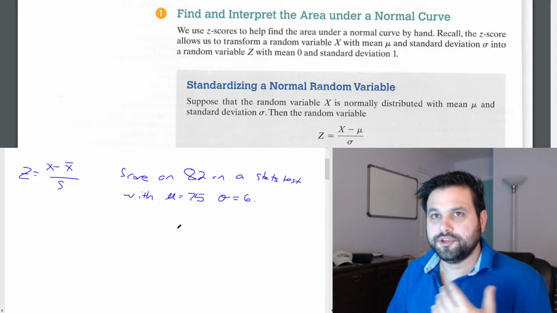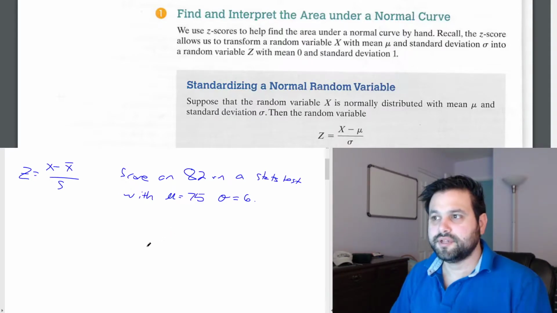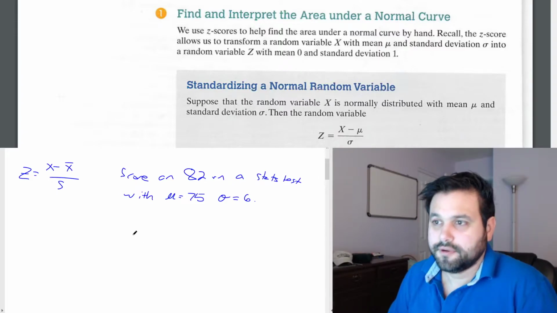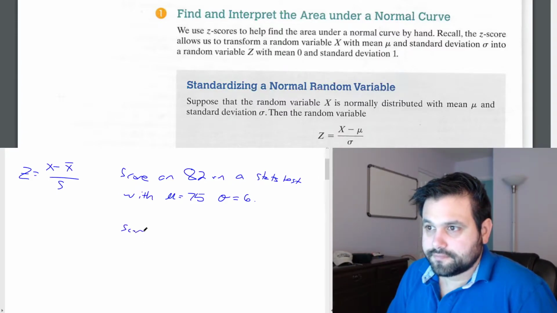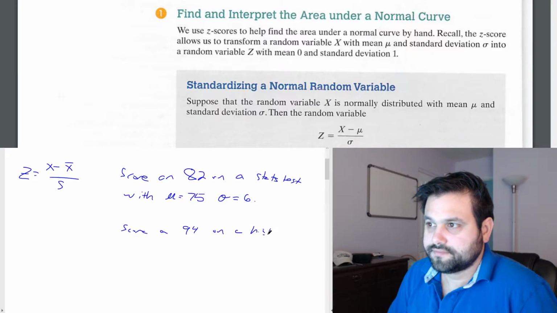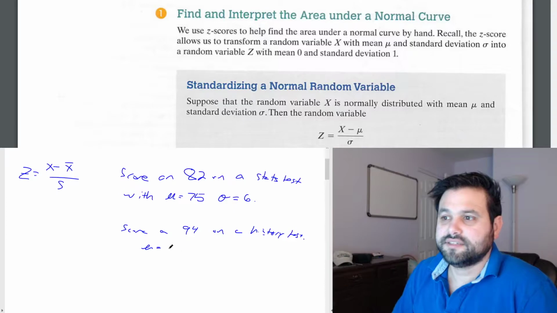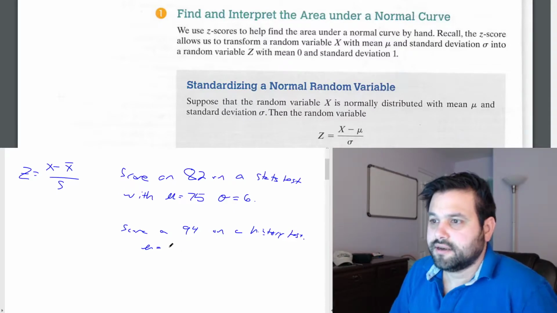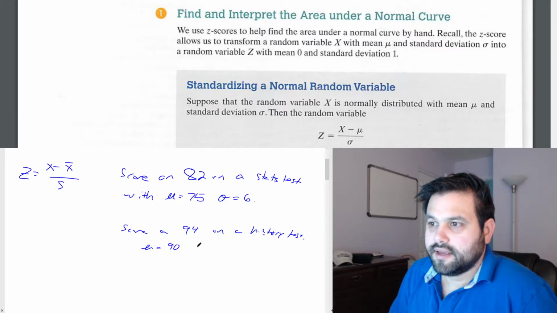And then we use z-score to then compare that to, let's say, another completely different test. So say you scored a 94 on a history test. Okay, and the mean of that test, so the average score of that test was, let's say, 90, and it had a standard deviation of 3.